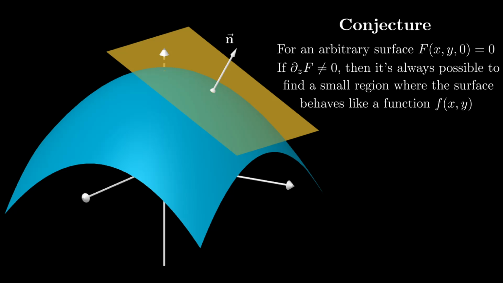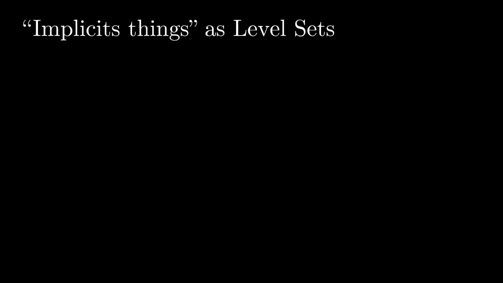But the question is, how do we prove this? We can't simply leave it as a conjecture, right? We want to prove this. So let's do it. But before going into the proof, let me explain a final thing that is going to be very useful to the proof. This is another way to think about these implicit things that I showed you at the beginning: the implicit points, curves, and surfaces. So we're going to see implicit things as level sets. Let's see what this is.